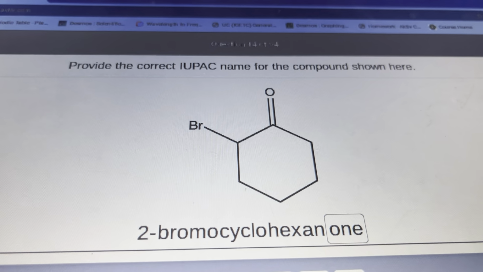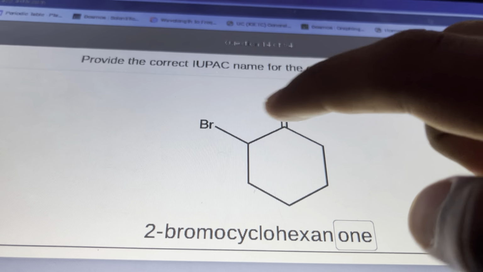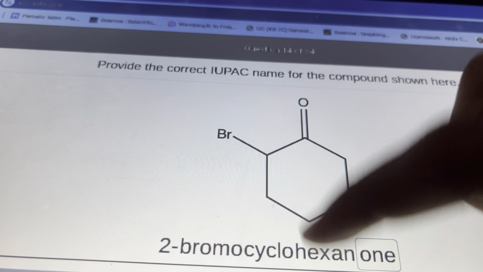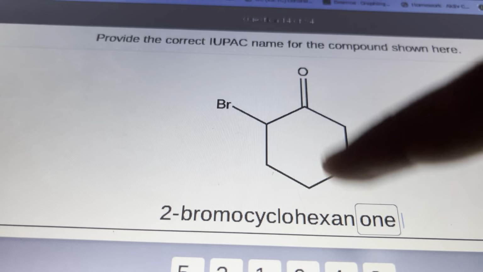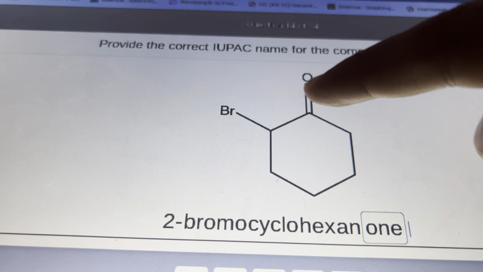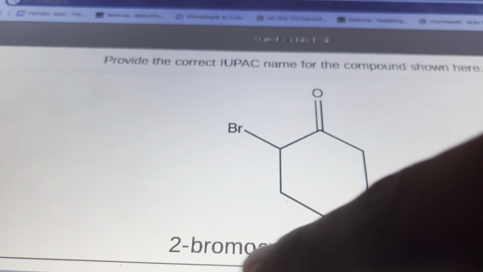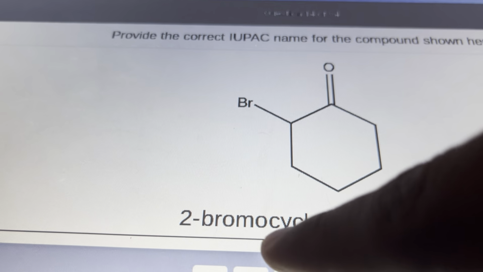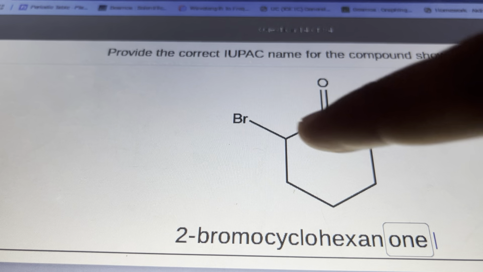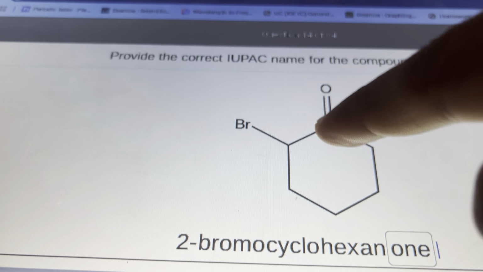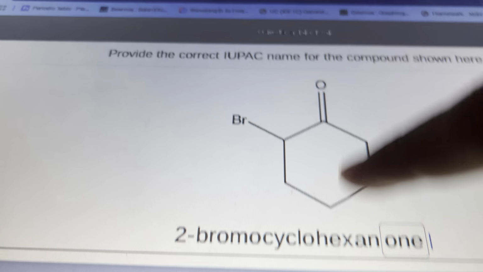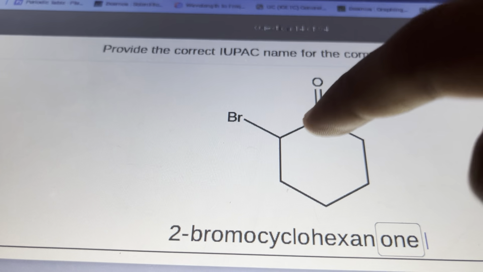Okay. Same with this one. We have 1, 2, 3, 4, 5, 6. So we have hex, anone. And then if this is 1, 2. At 2, we have a bromo. Remember, we always make it O. So 2-bromo, cyclo, hex, anone.